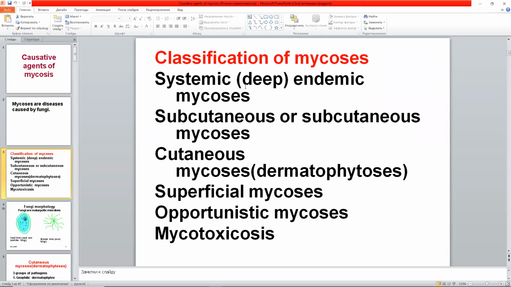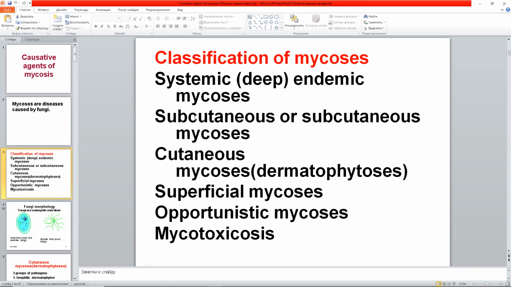First, systemic mycosis, and in some countries they are named systemic mycosis. In other countries, like in Russia, they are named deep mycosis, and maybe in another country they are named endemic mycosis. So three synonyms are used. You should realize which one is used in your country. By the name of the disease, it's clear that in this case fungi are able to multiply inside the body, many internal organs are involved, and it leads to a lethal outcome.